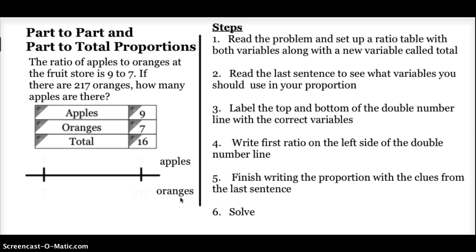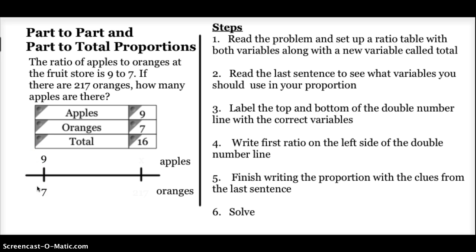The next thing I'm going to do is write my first ratio on the left-hand side, and I'm going to get my first ratio from my ratio table. The variables in my first ratio have to be apples and oranges. So I know that there's 9 apples for every 7 oranges, so there's my first ratio, 9 apples to 7 oranges.